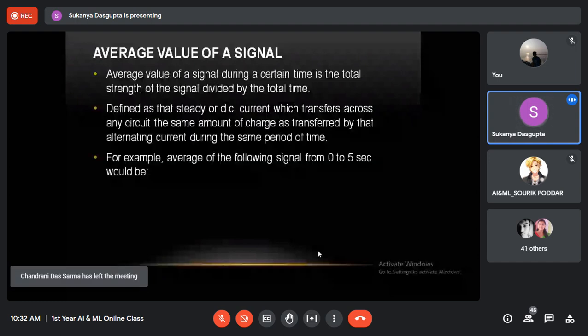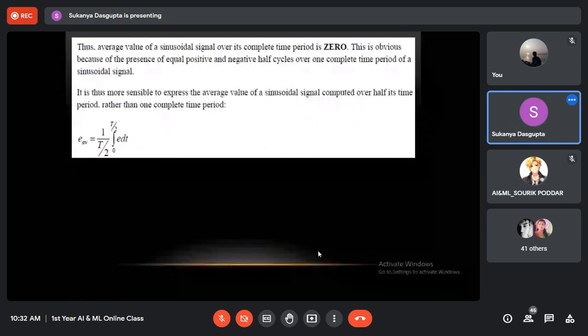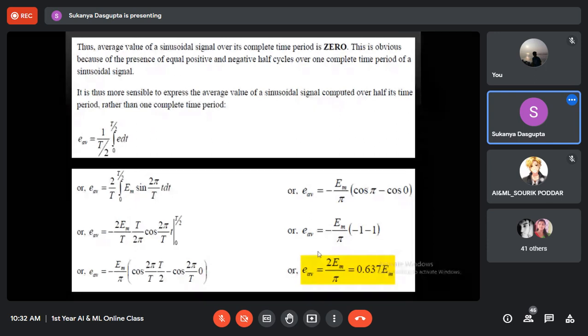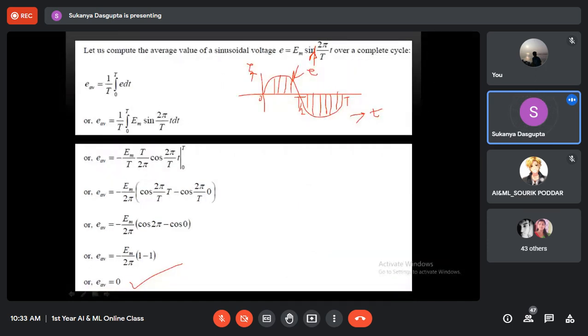Okay, so today I'll be starting from this one, the average value of the sinusoidal voltage, right? So previously we considered the complete cycle, that is 2 pi radian, as the time period. What we will get? We'll get the average voltage, E average equals 0, if you consider the full cycle of the signal as the total time in this integration.